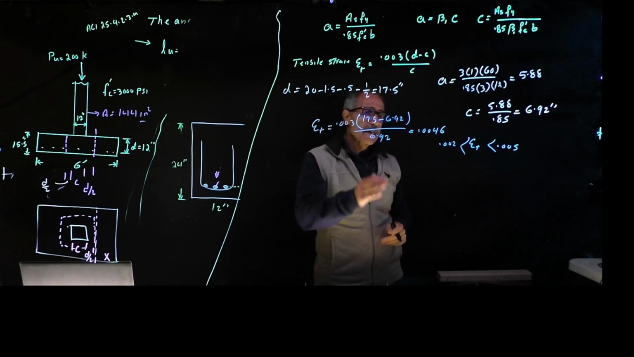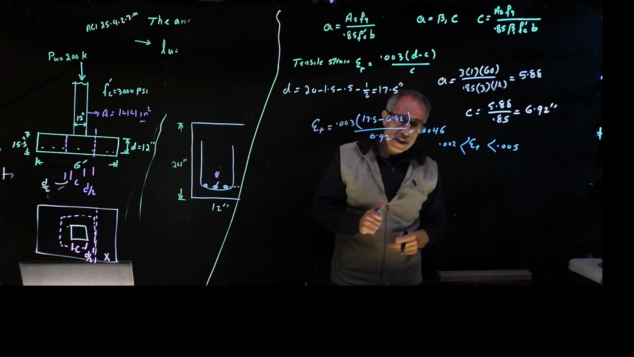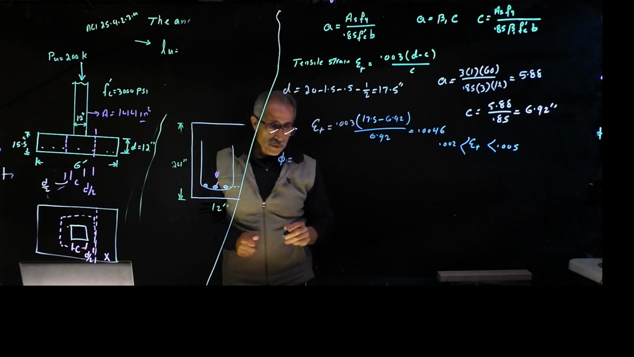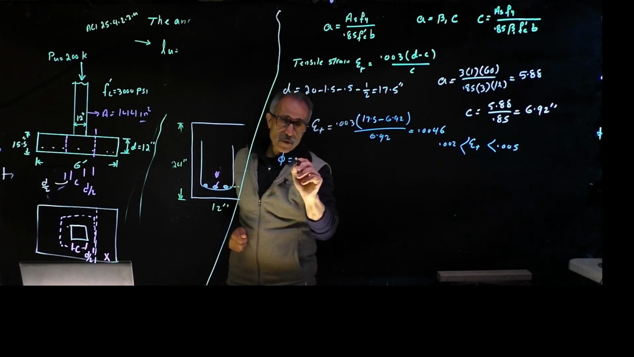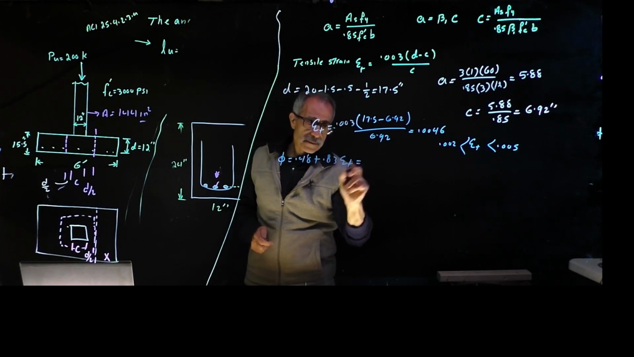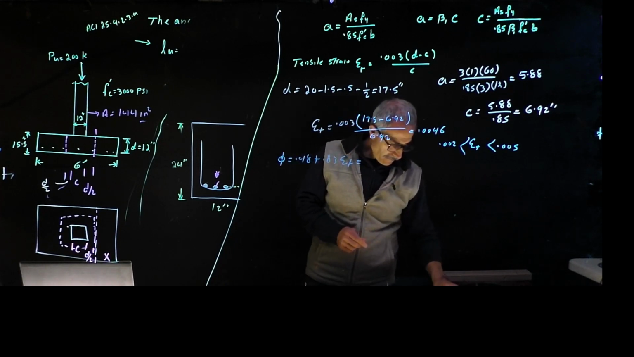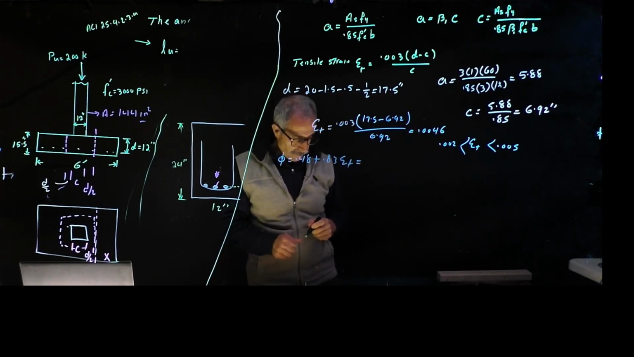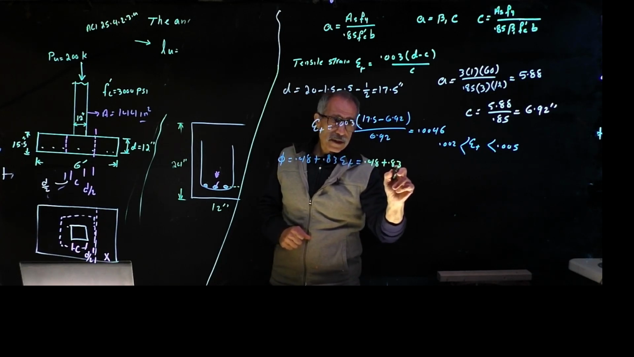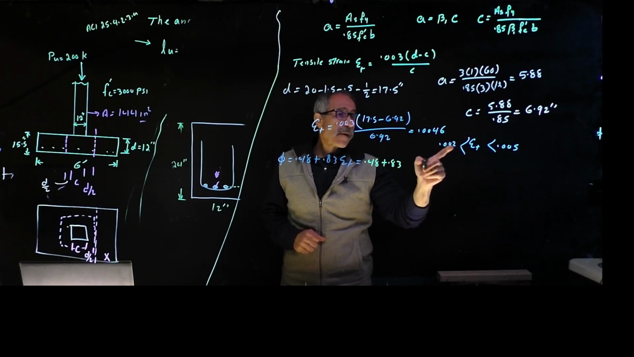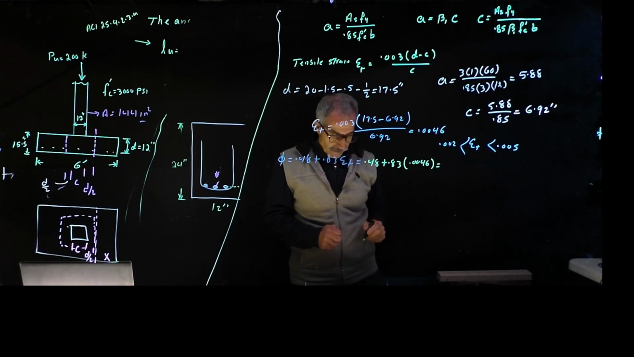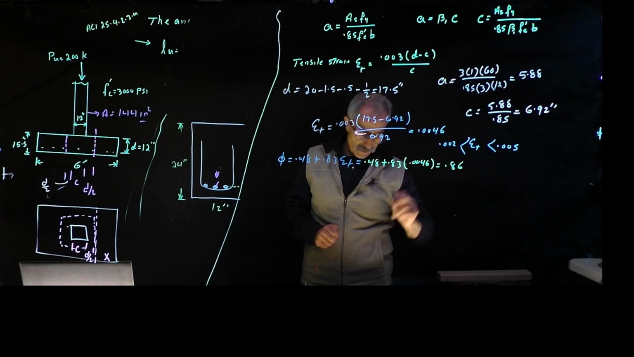0.002. That means it's in a transition state, so the phi you have to calculate has to be using the equation to calculate your phi factor. And the phi factor comes out to be, this is the equation, 0.48 plus 0.83 times ET, which comes out to be 0.48 plus 0.83 times 0.0046. So now we have 0.86. That's our phi factor.